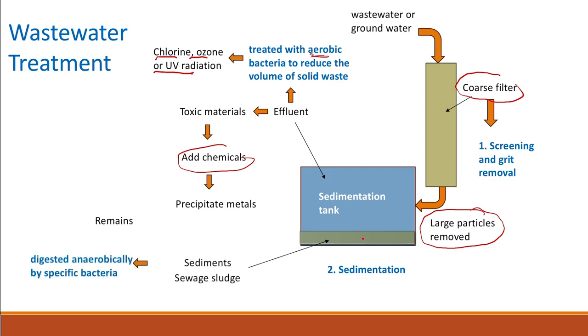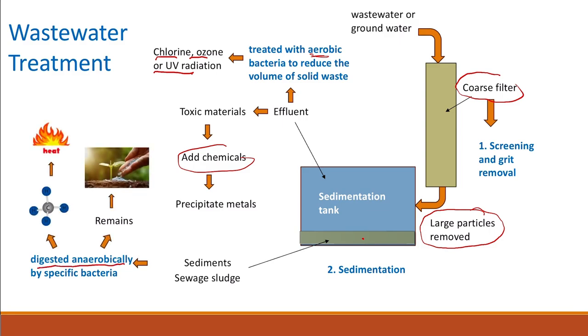The bottom part of the sedimentation process is called the sediment or the sewage sludge. Sewage sludge is treated by digesting it anaerobically with specific bacteria. The remains after the treatment can be used to make fertilizers, and also methane is produced, which can be used as fuel.